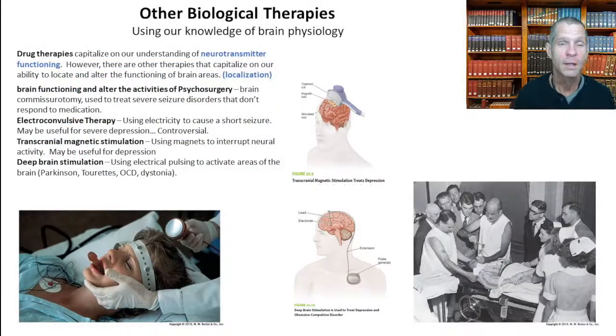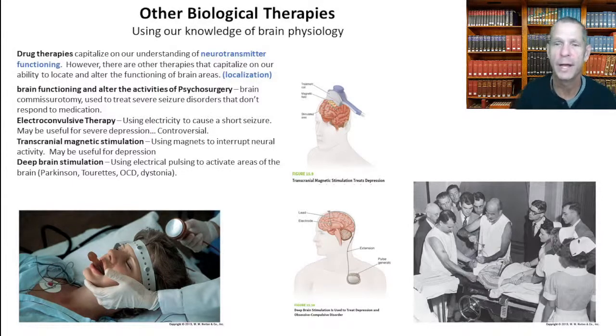Now, drug therapies capitalize on our understanding of neurotransmitter functioning. However, there are other therapies that capitalize on our ability to locate and alter the functioning of brain areas. Okay, brain commissurotomy. One of the earliest treatments was this thing known as a commissurotomy. Some people have seizures. Seizures are just random electrical activity. Think of it as a short circuit that starts in one area of your brain and spreads all over your brain.